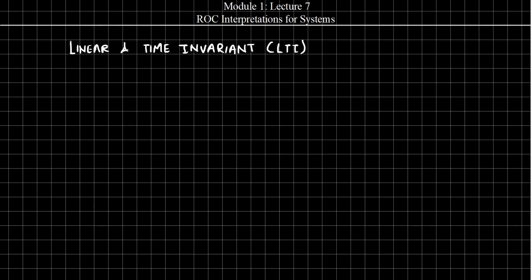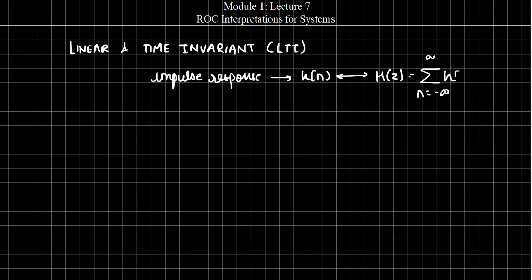And we know that any LTI system is characterized by its impulse response, which is given by h of n, and let its z transform be equal to H of z, which is equal to summation n running from minus infinity to infinity h of n into z to the power minus n. We will analyze two important properties of systems, namely causality and stability, one by one. Let's start with causality.